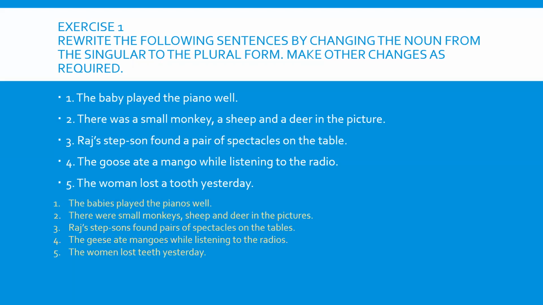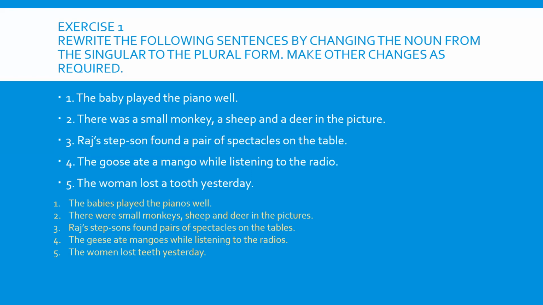Here you go. The babies played the pianos well. There were small monkeys, sheep, and deer in the pictures because, like I told you earlier, sheep and deer don't change. The third, Raja's stepsons found pairs of spectacles on the tables. You can't say a pair of spectacles or a pairs of spectacles, right? A means one, so you got to remove that. Fourth one, the geese ate mangoes while listening to the radios. And the fifth, the women lost teeth yesterday.